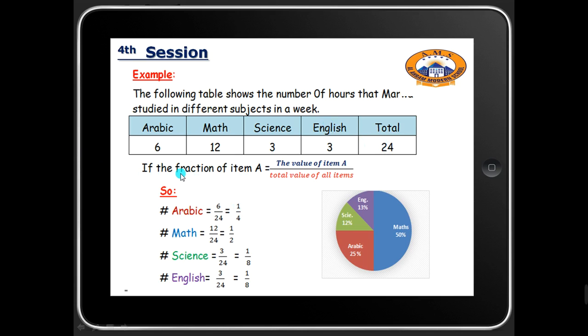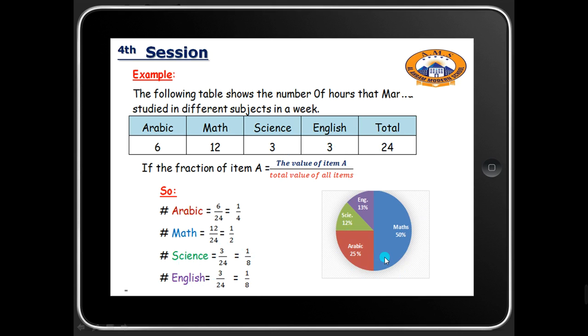First, you will write the number of hours for each topic over the total. So Arabic is 6, so I'm going to write 6 over 24. When I use the simplest form of the fraction, that will give me a quarter of the circle. Math is 12 over 24, that will give me half of the circle. Science is 3 over 24, this is 1/8, and English is also the same.